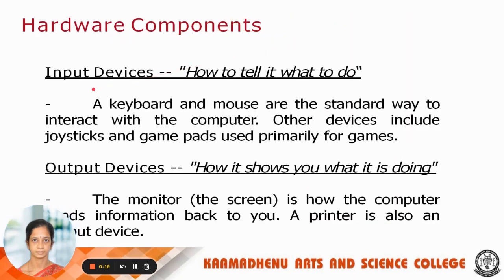Hardware components, input devices: how to tell the computer what to do. The keyboard and mouse are the standard way to interact with the computer. Other devices include the joystick and gamepad, primarily for games. Output devices show you what the computer is doing. The monitor screen shows the information back to you. The printer is also an output device.